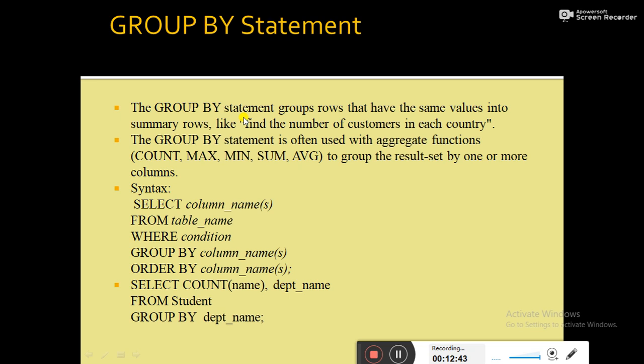For example, suppose we have to find the number of customers in each country. So for example, from India how many customers are there, from England how many customers are there, from Australia how many customers are there. That means here the number of customers are grouped together based on country. So India is a country, so based on India a group is formed, based on Australia a group is formed, like that. And a group by clause is often used with the aggregate functions, that is count, max, min, sum, average, to group the result set by one or more columns.